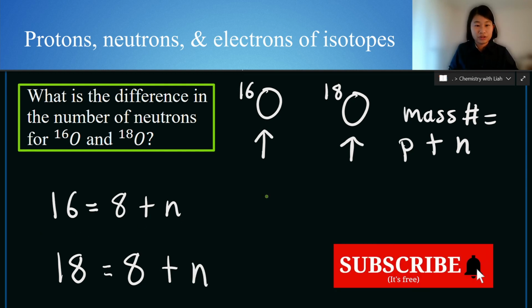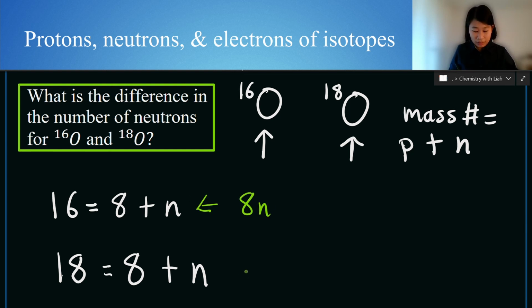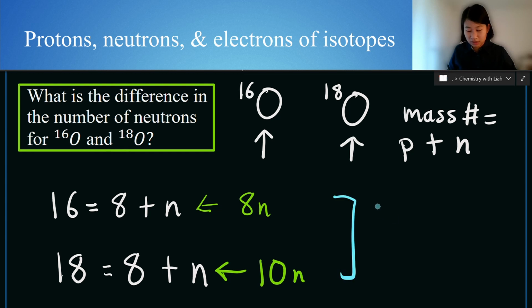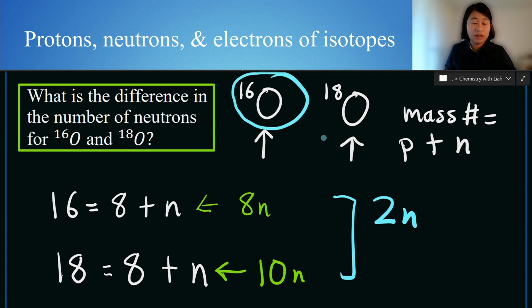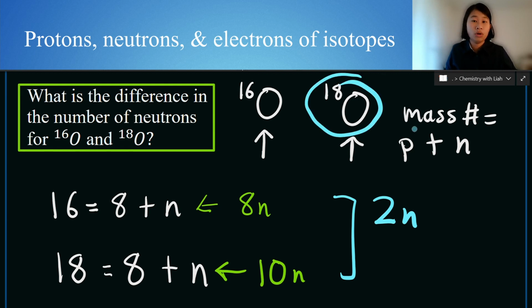Now all this is an algebra problem. We can just subtract 8 from each side for this one, and we'll get 8 neutrons. And then for this one down here, we do 18 minus 8, and we get 10 neutrons. So what is the difference in the number of neutrons between these two? Well, if you simply subtract these two, you get a difference of 2 neutrons. So what you can say is that oxygen-16 has 2 fewer neutrons than oxygen-18, and you can say that oxygen-18 has 2 more neutrons than oxygen-16.